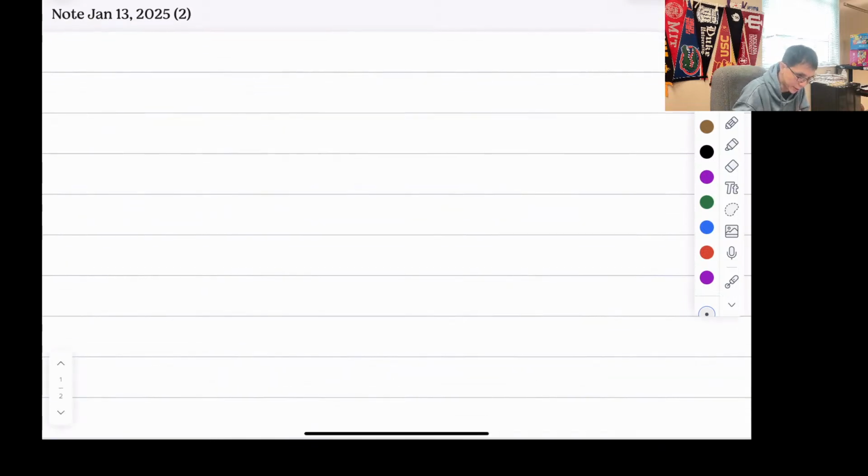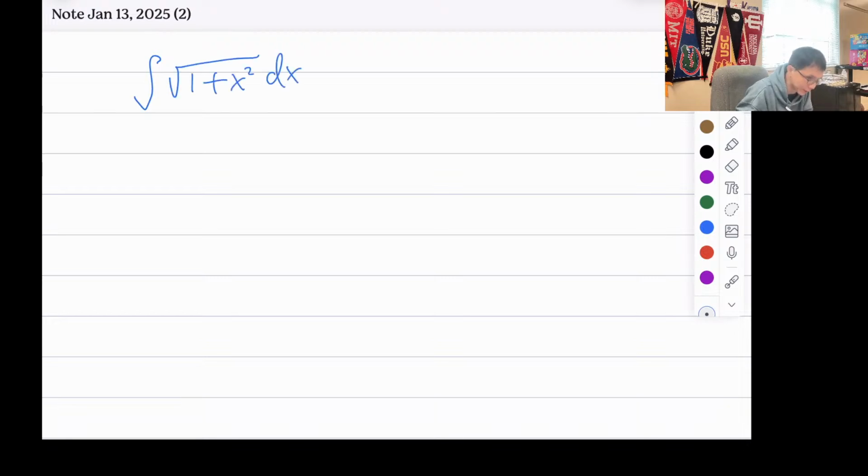So here's the question to start with: the integral of square root of 1 plus x squared dx. It looks very innocent, really, really innocent, right? Now, why is this problem hard? Because u-sub doesn't work. Why doesn't u-sub work? Because you would have u equal to x squared, which means you'd have a random 2x left over.